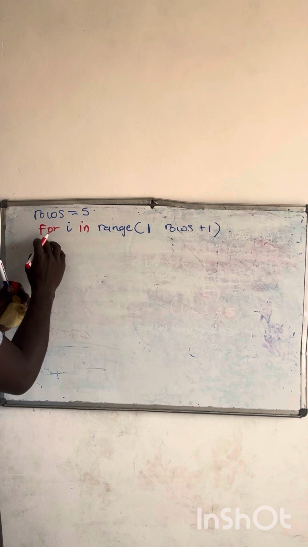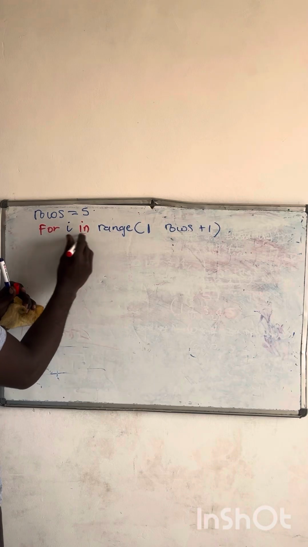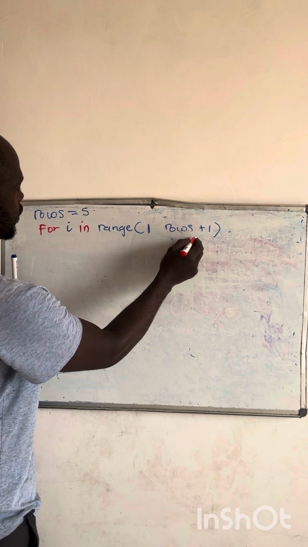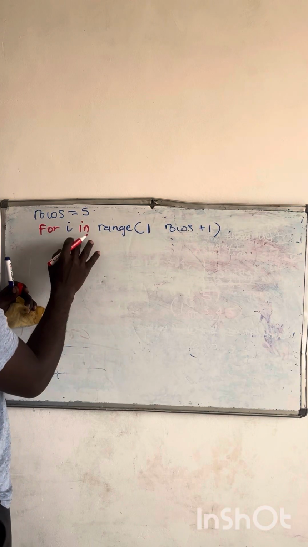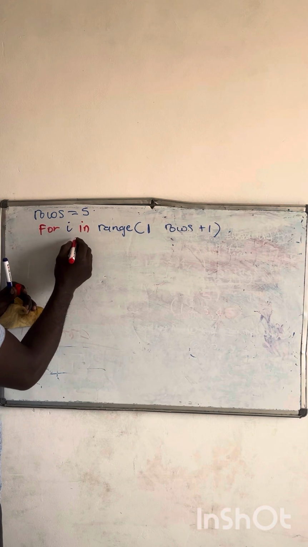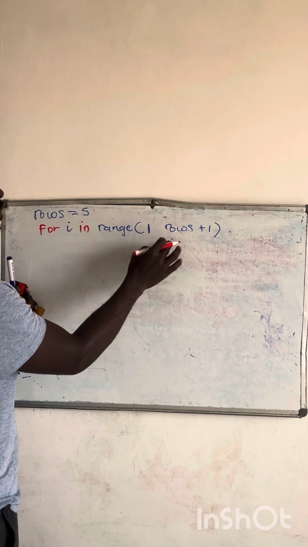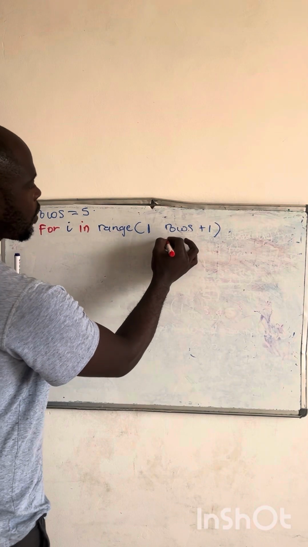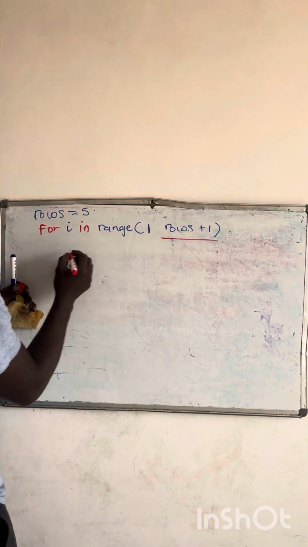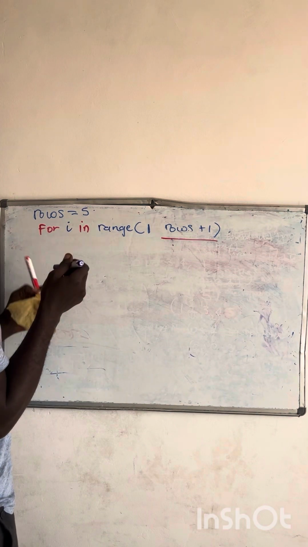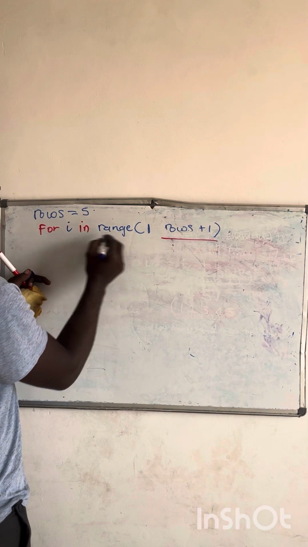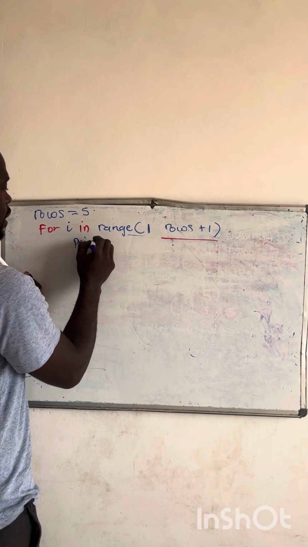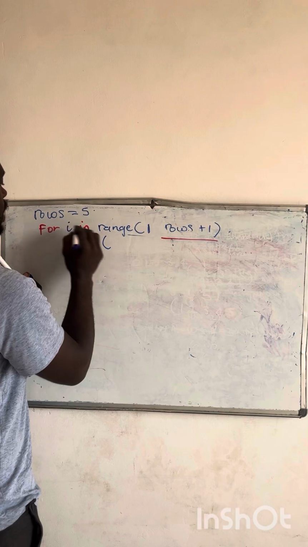So here we are having the first loop, which is for i in range this. Okay, so if we just wanted to print all the numbers in the range of our result here, we would say print this i.